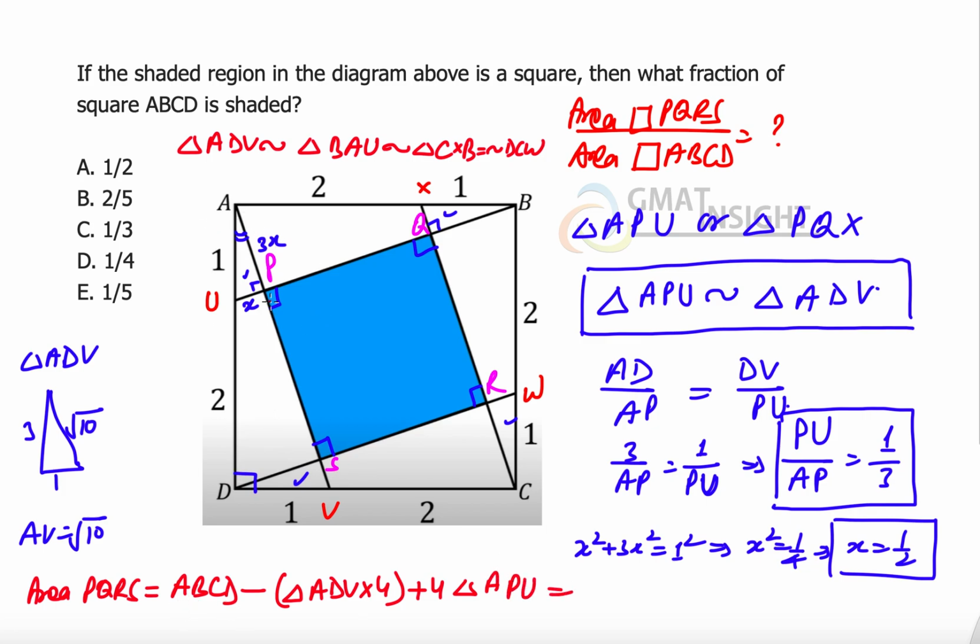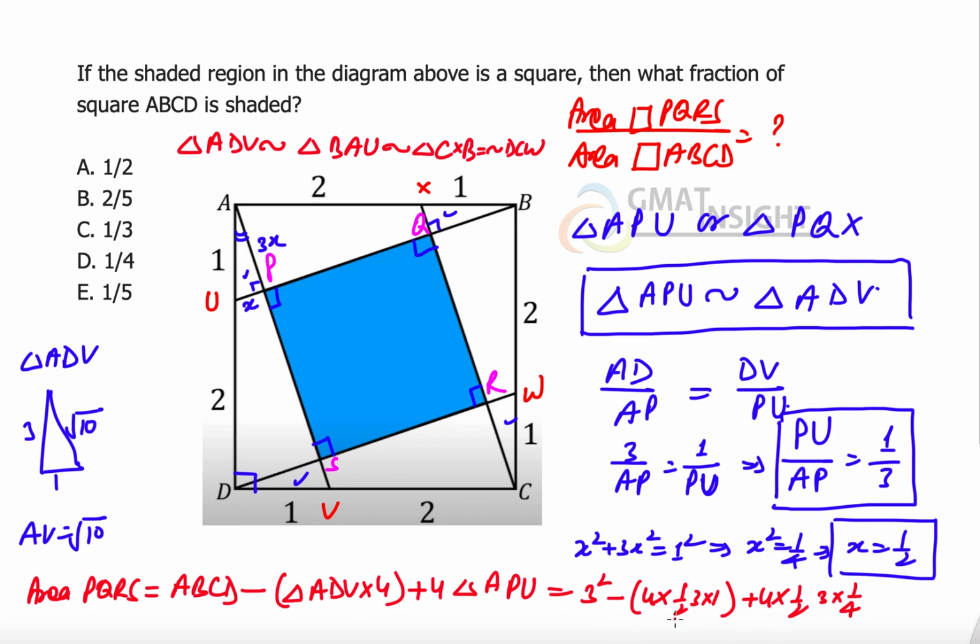Now the area of ABCD is 3 square, minus 4 times the area of triangle ADV, which is half of 3 times 1, because the perpendicular and base are 3 and 1, plus 4 times the area of triangle APU, which will be half of x times 3x. That means half of 3 times x square, and x square will be 1 by 4 because x is equal to 1 over 2.